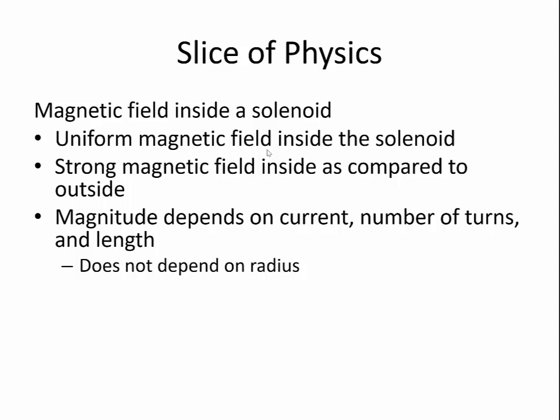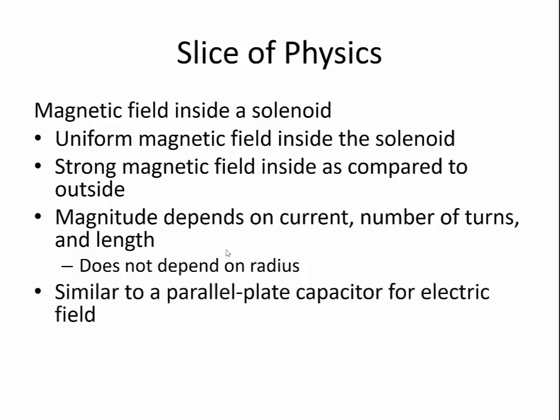Oh, by the way, the analogous element to the dielectric constant between the plates of a parallel plate capacitor would be a ferrous or magnetic material that fills this empty space within the solenoid, which boosts the strength of the magnetic field. We'll talk more about that later. But the important thing is that it does not depend on the radius, which will be analogous to the distance between the plates for a parallel plate capacitor.